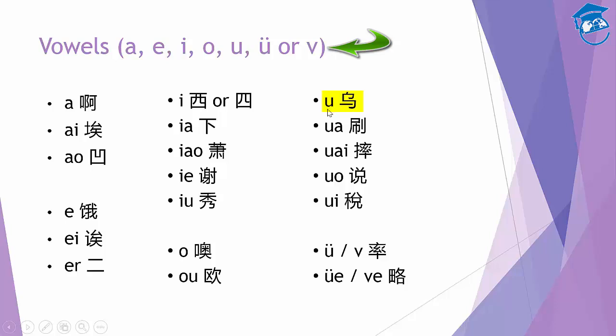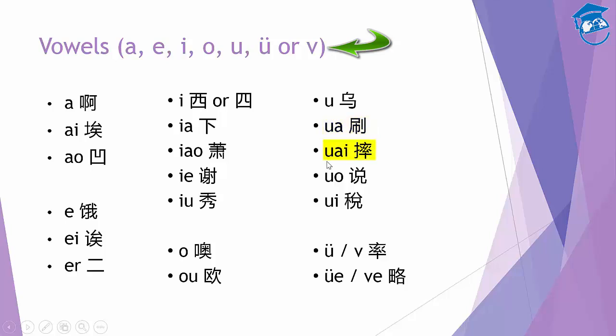U sound, and when it's combined with W sound, it will sound like this word here, and this word is pronounced as U. And the next one, when it's combined with A sound, it becomes Wa. And for easy illustration, I combine it with Sh sound. It is Shua. And for the rest, I will also combine with Sh sound.